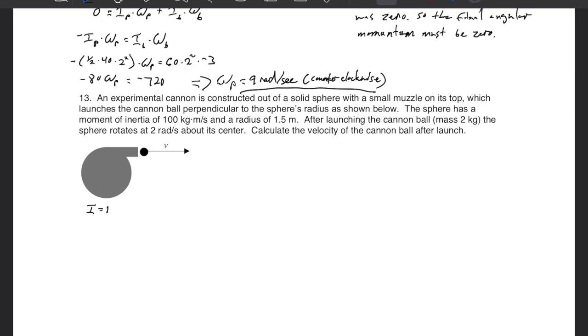So let's just fill some things in. So we've got on our picture, I of the cannon is 100. The radius of the cannon was 1.5. Yeah, that's it. What other information did they give us? Didn't they give us the mass of the ball? Yeah, the mass of the ball is 2 kilograms. And then the rotational velocity of the system after it's launched is going to be 2 radians per second.